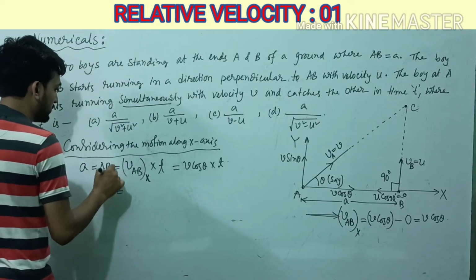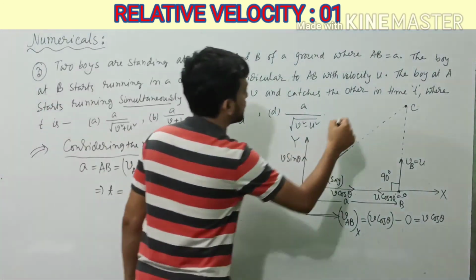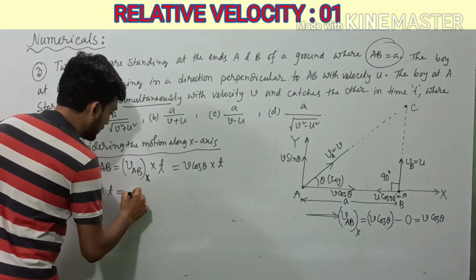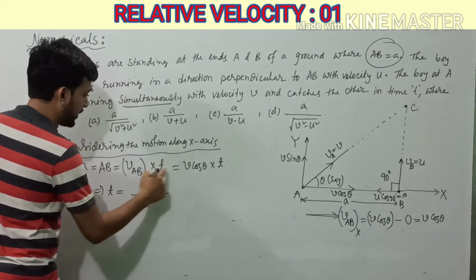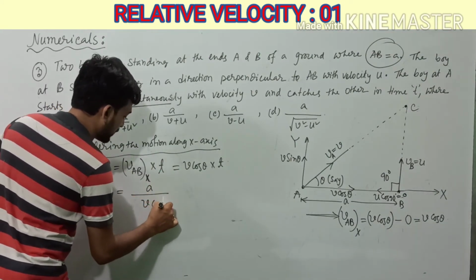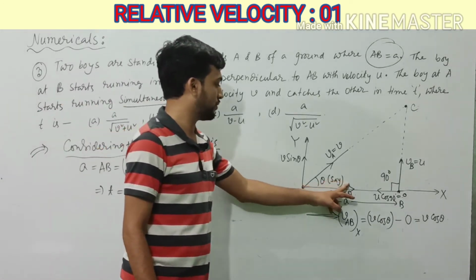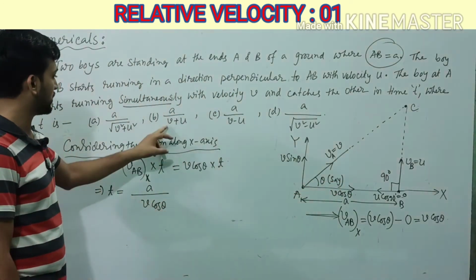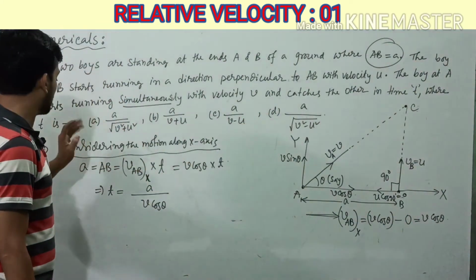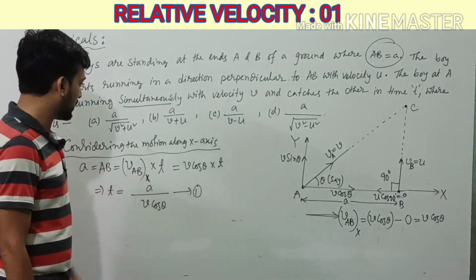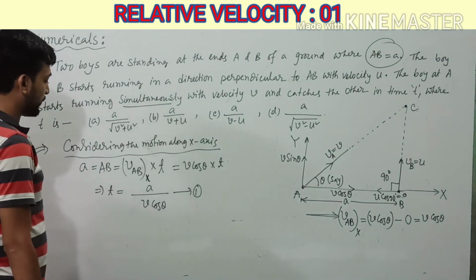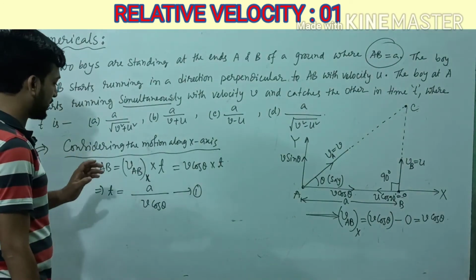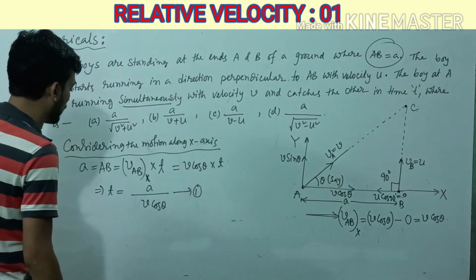Here t will be, what is AB? AB is small a. It is given in the question. So t will be a by v cos theta. Theta we have assumed, so we cannot keep theta in the answer. Theta is also not there in the options, so we need another equation. From here we will find cos theta. For that purpose we have to consider the motion along the y-axis.